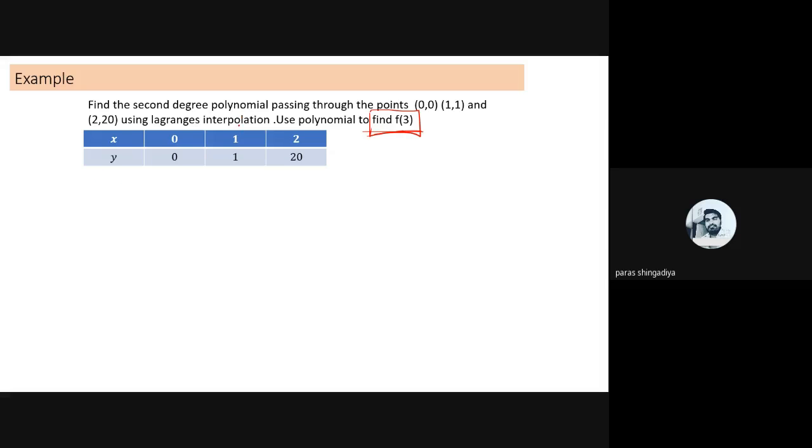So here we'll predict the polynomial, means we'll find the mathematical equation of this data, which type of equation this data will follow. When we replace x equal to 0, we get output 0. When we put x equal to 1 in this polynomial, we get output 1. And when we replace 2 in this polynomial, we get output 20. So this type of equation we have to derive by using the Lagrange interpolation method.